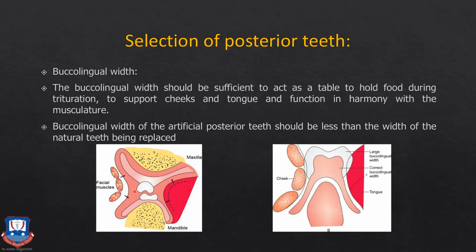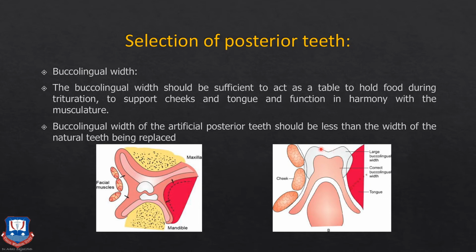So generally, buccolingual width should be suitable to act effectively in the mastication of the food. But buccolingual width should also be such that it provides sufficient support to the facial musculature and to the tongue, resulting in a stable denture. The next thing is, buccolingual width of the artificial teeth should be slightly less than that of the natural teeth.